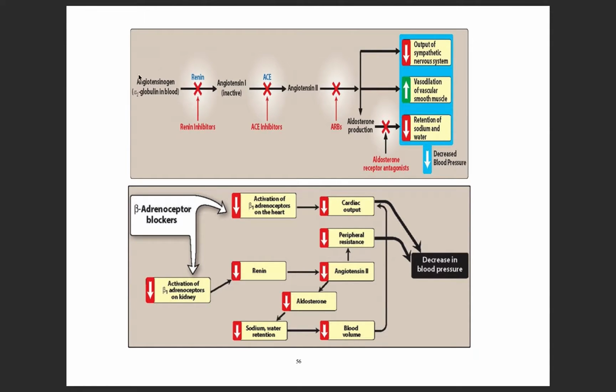Now we start with angiotensinogen in the blood. It is converted by renin into angiotensin 1, which is in an inactive form. Now they've made it super easy for us. The angiotensin converting enzyme will take angiotensin 1 to angiotensin 2.